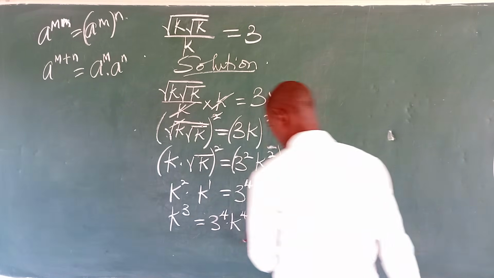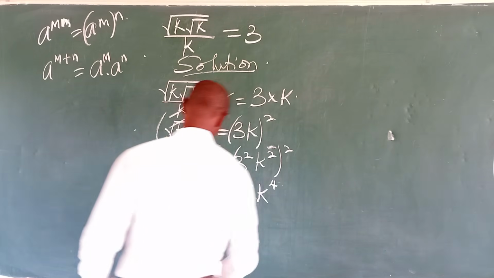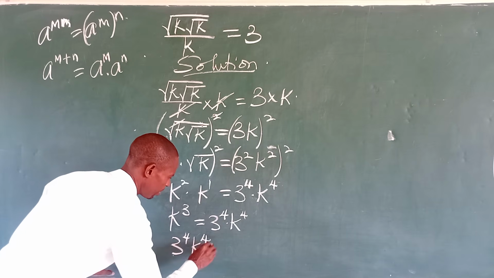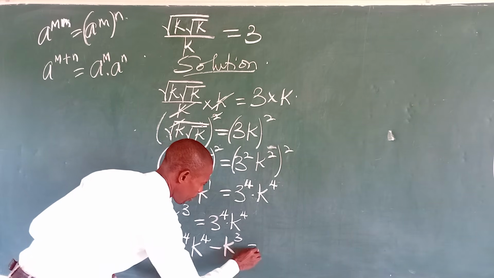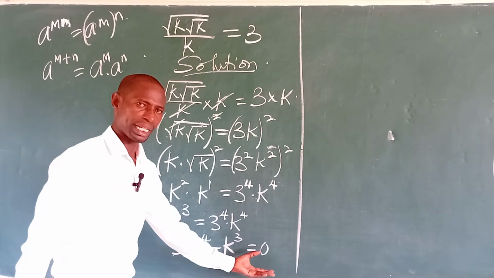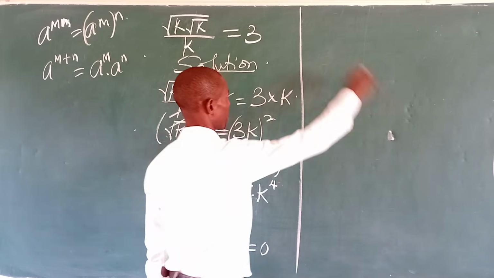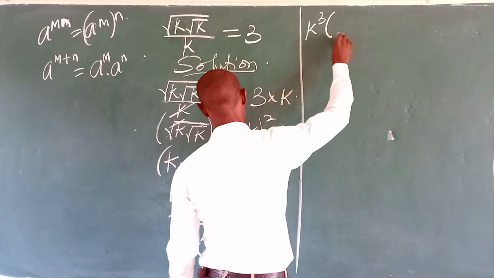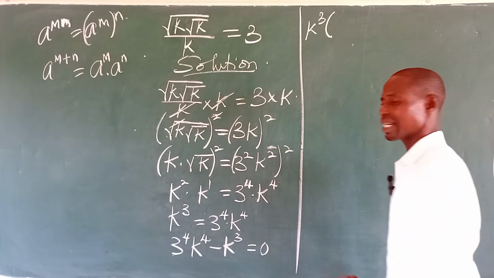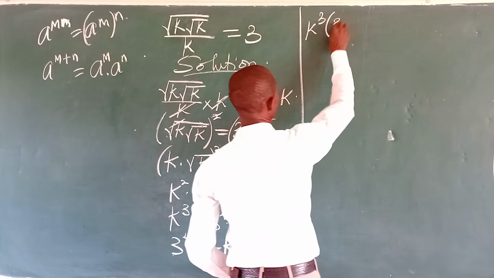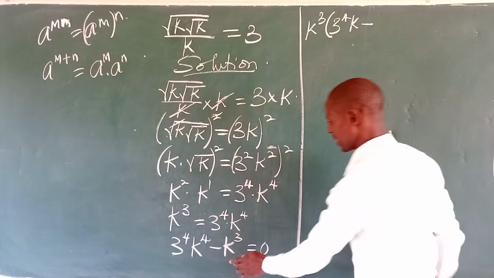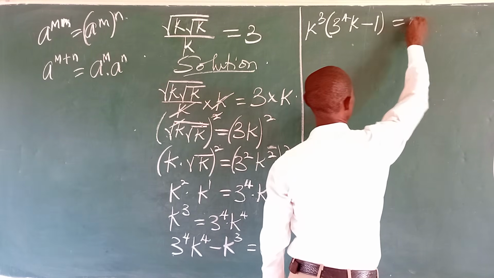Easy. Move this to this side of the equation. If we do that, we're going to have 3 to the power of 4 times k to the power of 4 minus k to the power of 3 equal to 0. Because this is an equation, we can factor out k to the power of 3. So this gives us k to the power of 3 bracket, and if we divide this, we are left with 3 to the power of 4 k, minus, dividing this, we are left with 1, equal to 0.